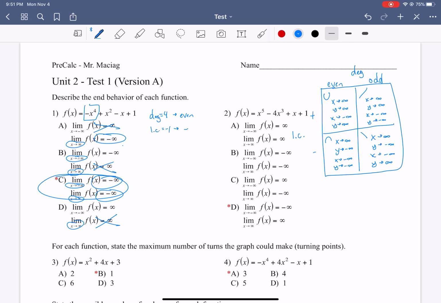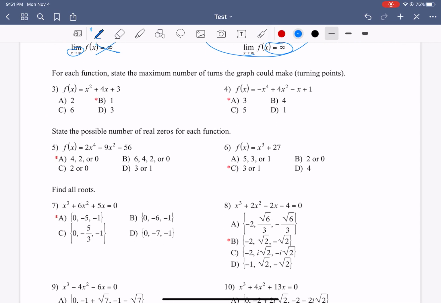Looking at number 2, we have a degree of 5 and a leading coefficient of +1. So that means we are now looking over at this one. So that means we want, as we go to the right, which is all of these, we want to go to positive infinity. So this is an option, this is not, but this is. So now we're deciding between A and D. As we go to the left, we want to go down. So that's why D is the correct answer.